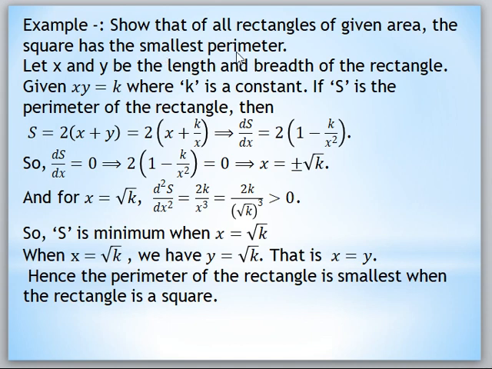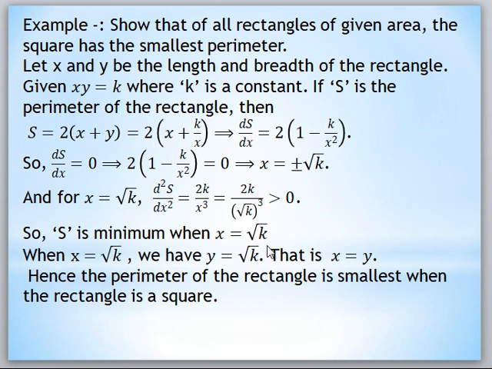Now since we have to find the smallest perimeter, that is we have to minimize s, we now find out the second derivative d2s by dx square, and we see it is 2k by x cube. Looking at the expression of d2s by dx square, we see that if we take x is equal to plus root k, then the second derivative will be positive at x is equal to plus root k. So x is equal to plus root k is a point of minimum.